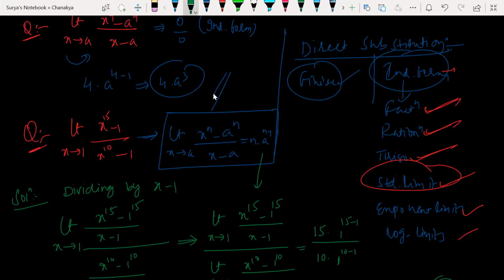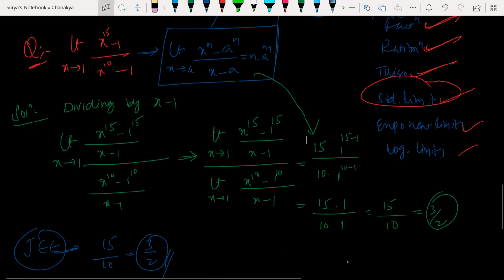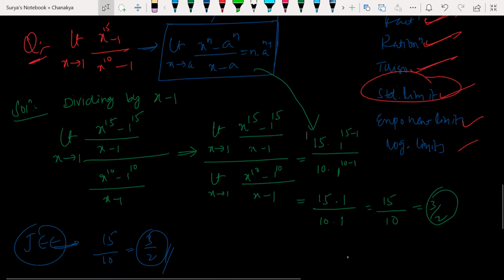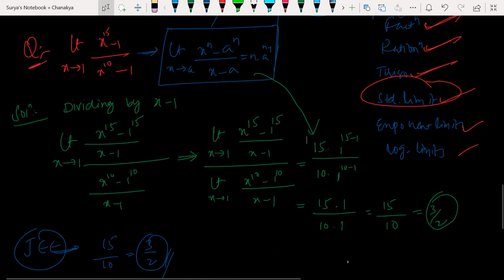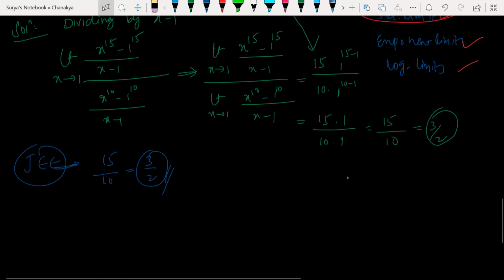What is n here? 15. Look at it here. n is 15. So 15 into 1 to the power of 15 minus 1 divided by 10 into 1 to the power of 10 minus 1. So 15 into 1 divided by 10 into 1. So 15 by 10, which gives me 3 by 2. Is that clear? So this is board. Whatever I wrote in green color, you can solve using that method in your board exam, final exam. But if they ask in JEE, simply 15 by 10 is the answer. Clear? Any doubts? Shall we go forward now?